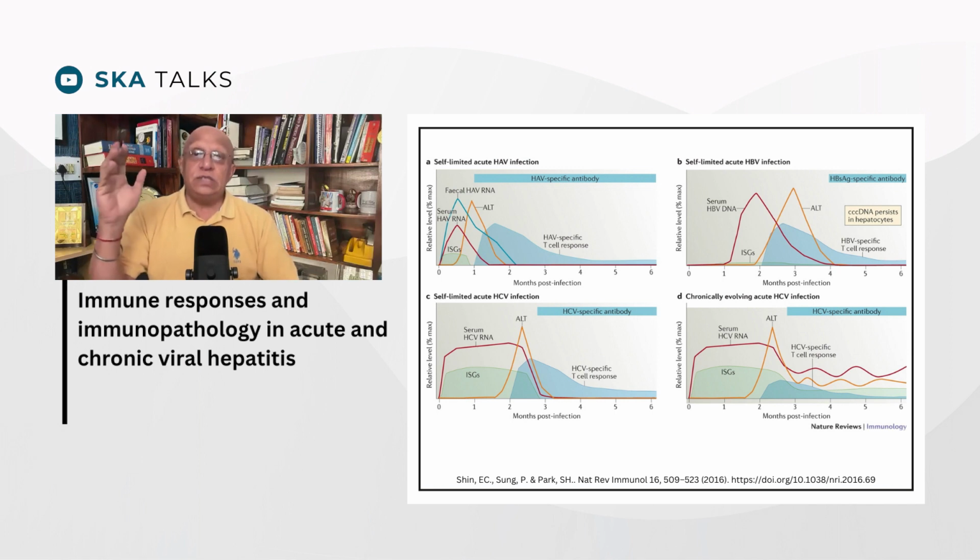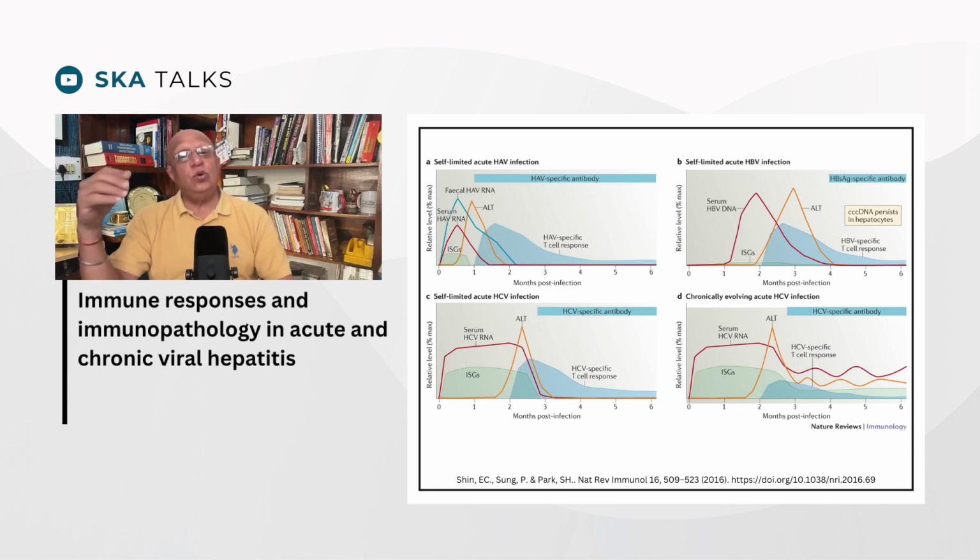However, about 70% of infections go on to have a chronic course of disease, which means that the virus is not cleared from the liver cells, and it persists for many, many years. And the majority of these people go on to have cirrhosis of the liver or maybe hepatocellular carcinoma.